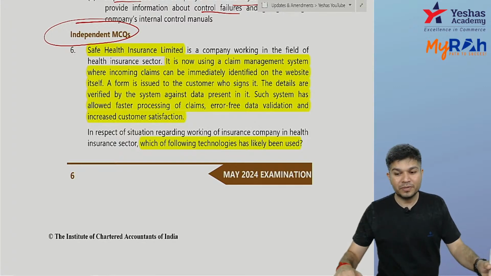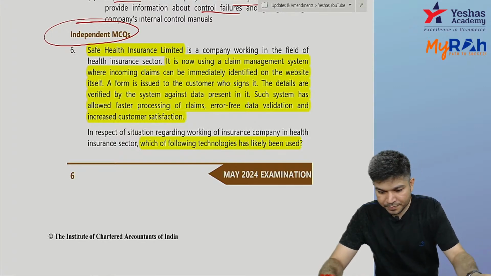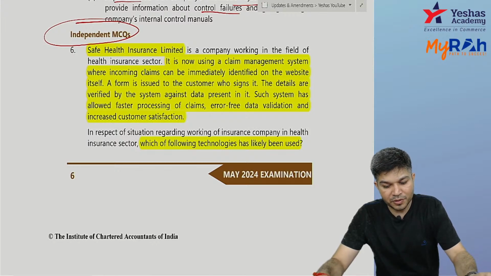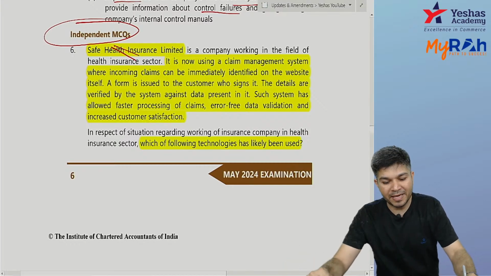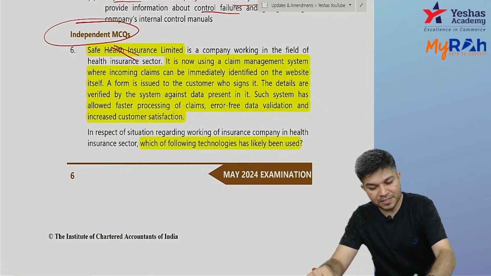Chalo, now going to the independent MCQ. Safe Health Insurance Limited is now using a claim management system. It's an insurance company, and they use some claim management system. Incoming claims are immediately identified on the website. The customer will fill a form.